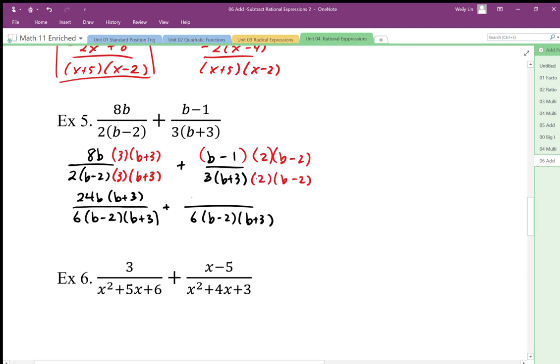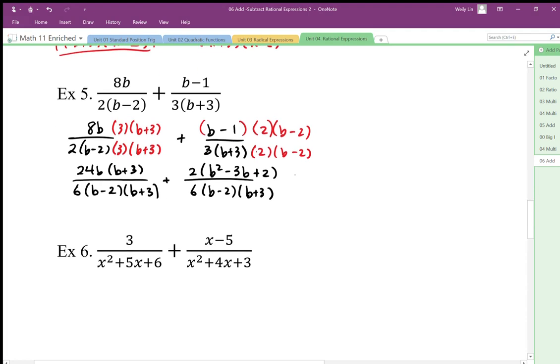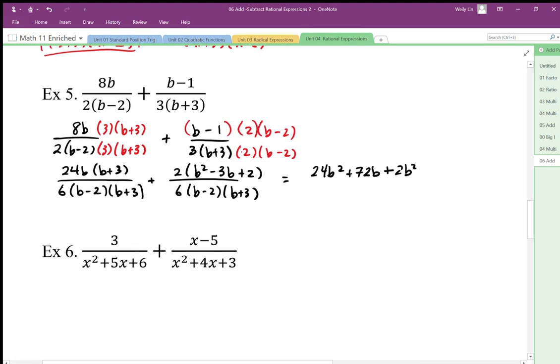In the numerator here, I'm going to end up with 2, and I'm going to multiply the binomial together, b squared minus 3b plus 2. Right? So I end up with 24b squared plus 72b plus 2b squared minus 6b plus 4, and that's all over my lowest common denominator.